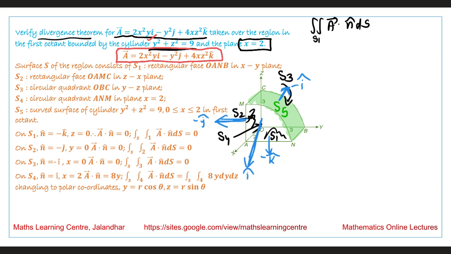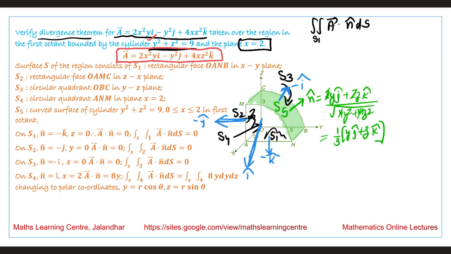And the normal to this surface S5 is given by n cap, which is equal to the gradient of this function, that is 2y j cap plus 2z k cap divided by square root of 4y square plus 4z square. This 2 gets cancelled, and square root of y square plus z square is 3. So we have 1 by 3 of y times j cap plus z times k cap. Now we want to evaluate these integrals.